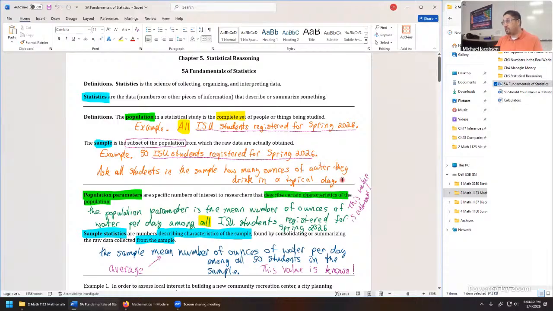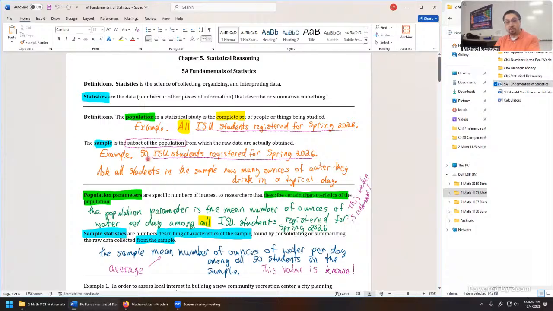What's below is indicating what the study was about. We were asking everyone in the sample how many ounces of water they drink in a typical day. Then once we ask that, we have effectively said what the parameter and the statistic are going to be. The parameter is some number that describes the entire population of all ISU students. And for this simple example, the parameter is going to be the mean, or you could just say average, number of ounces of water per day among every ISU student registered for spring 2026. So if that's the unknown value, parameters are typically unknown quantities describing the population.